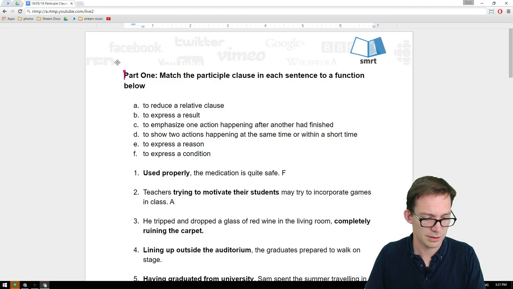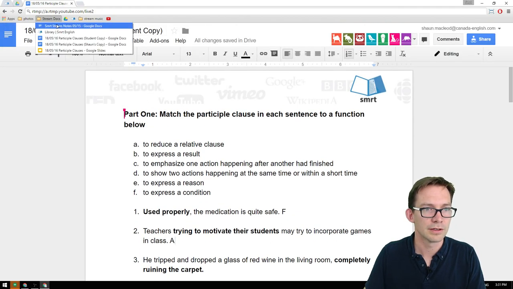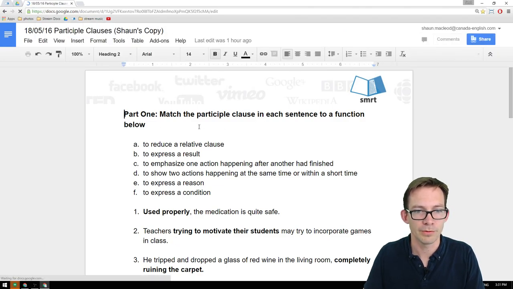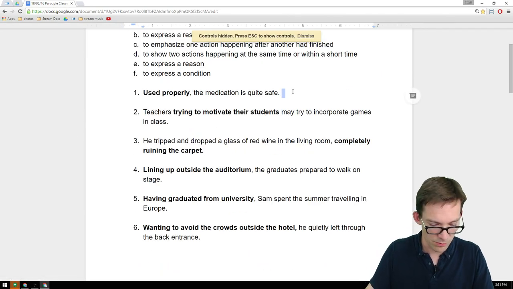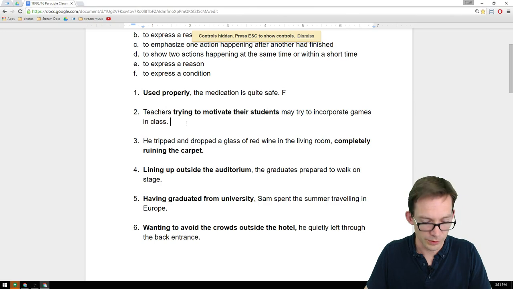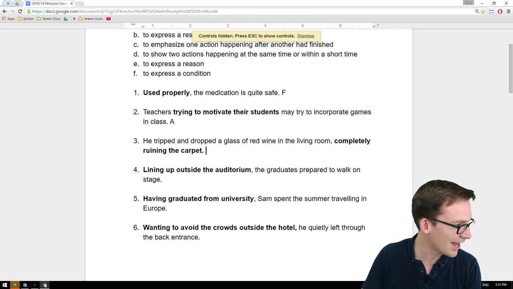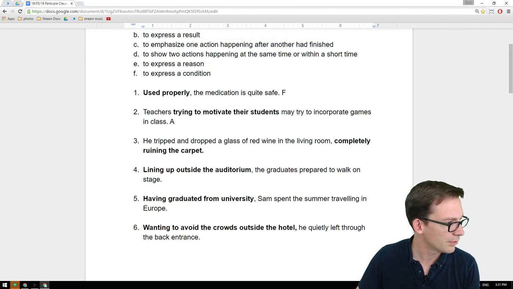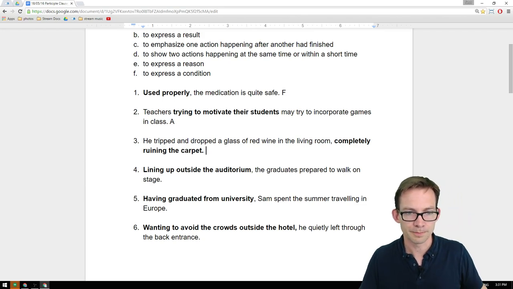And actually, let me change this. I'm writing on the student copy. I want my copy. There we go, that works better for me. So we said one was F, two was A. Thank you, Luciana, for that. And I think Miguel answered that one too correctly. Good stuff. What about number three?